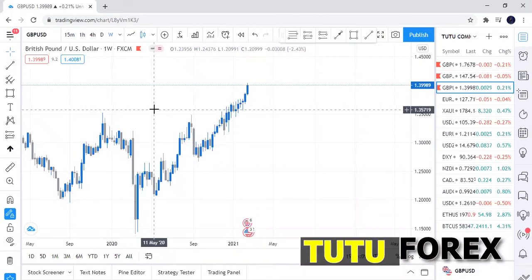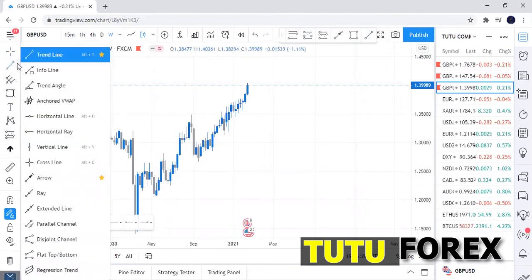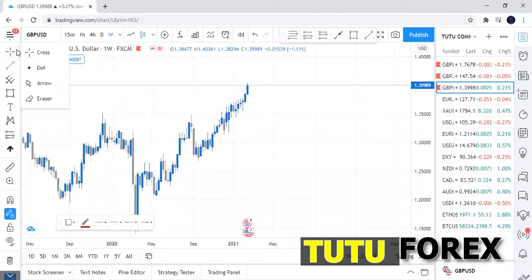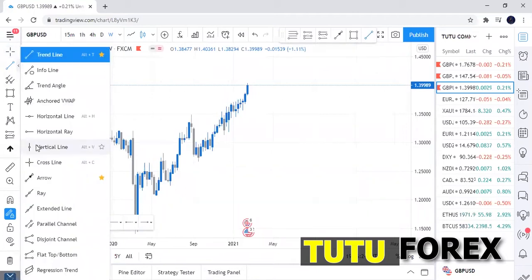So what you do, you open your chart. First, you check the trend of the market. You go down to your weekly time frame and check the trend of the market. Right here, you can see.